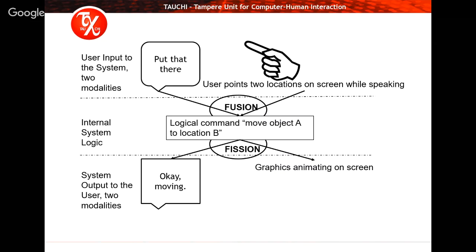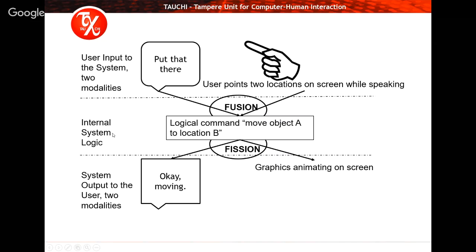And here is another picture. Fusion is the combining of two kinds of inputs, and then on the other side there is fission, which is the second part of the lecture. Here the system wants to tell something to the user. Fission is the process which decides that the system will use speech and some graphics to present this information, displaying this part in graphics and this part in speech and so on. So there are those two parts.